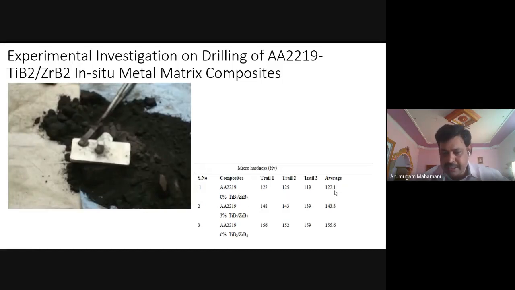So the average for 0% is 121, then for 3% it is 143.3, then for 6% we got 155. Here I am using AA2219. Copper is the alloying element, so the mechanical property of the base material itself is higher.